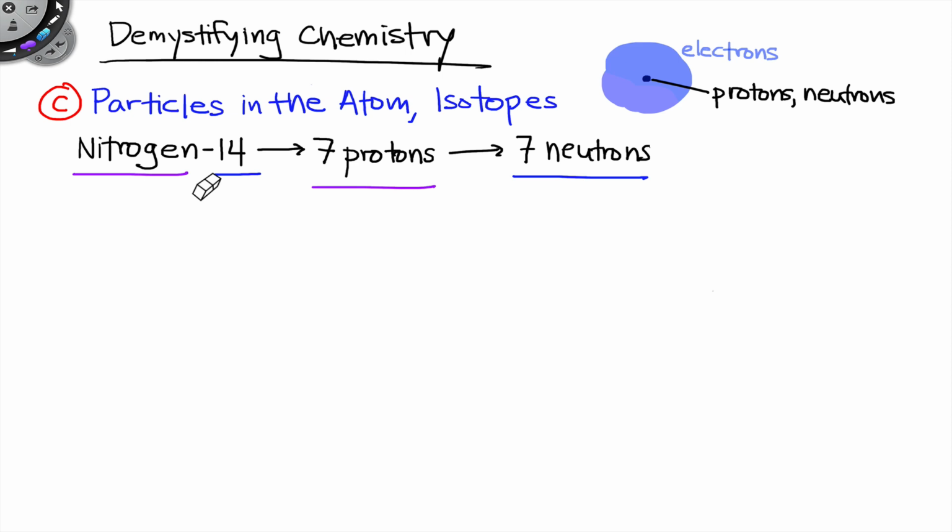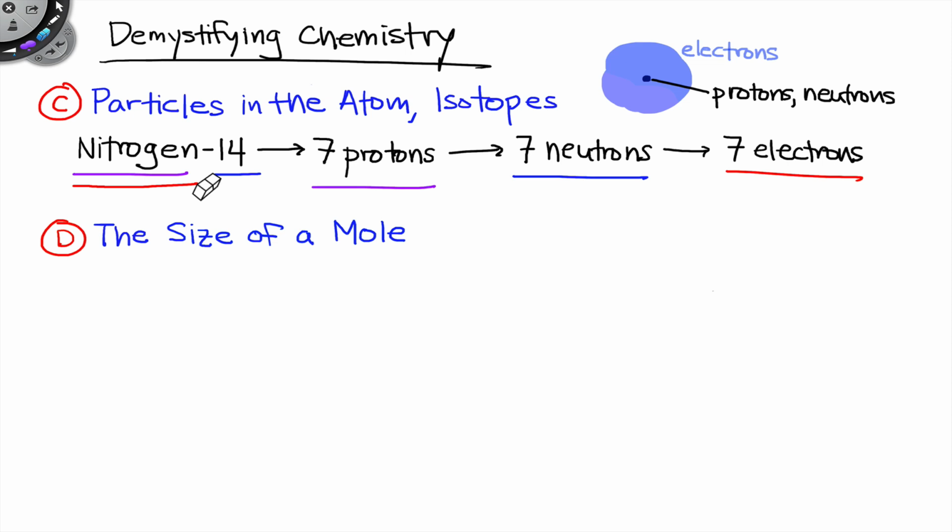Given that this is a neutral atom, we can also deduce the number of electrons from the element name, nitrogen. Since protons are positively charged and electrons are negatively charged, there must be 7 electrons within this neutral nitrogen-14 atom so that the charges of the protons and electrons balance and we end up with a neutral atom.